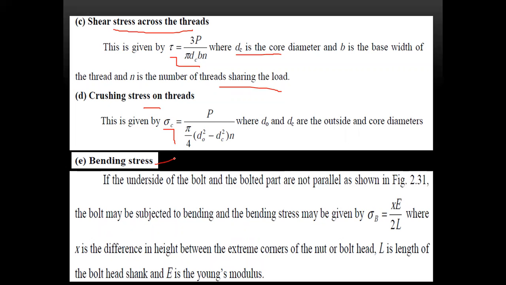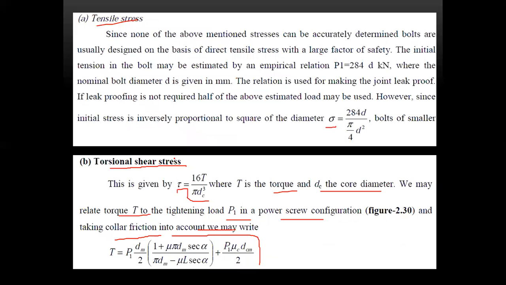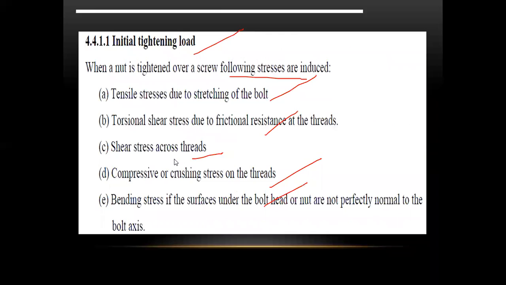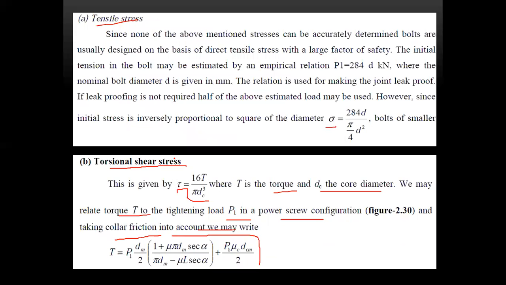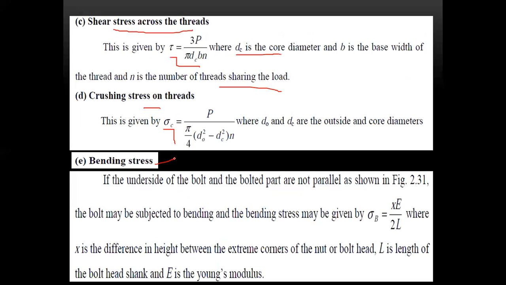Next one is bending stress. So when you get a question on design of bolt joints, just take the initial load. First thing is to determine the tensile stress, then the torsional shear stress, then the shear stress across the threads. Next, determine the crushing stress on the threads, and the bending stresses. So like this you have to derive. So with this we have completed the welded joints also.